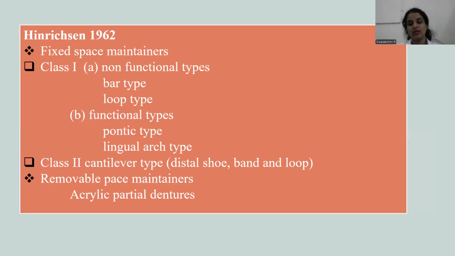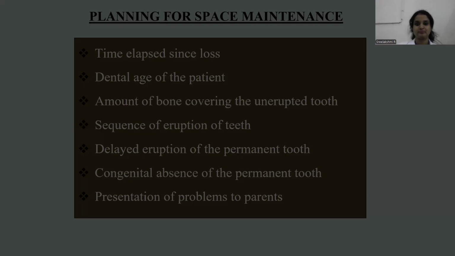Next is Hinrichsen in 1962. Fixed space maintainers, class 2 fixed space maintainers, and removable space maintainers. Fixed itself, he has classified into class 1 and class 2. Class 2 is the cantilever type, and class 1 is the non-functional and functional type. Non-functional is the bar type and loop type. Functional is the pontic and lingual arch type. Class 2, as I told, is the cantilever type. Removable space maintainer is acrylic partial dentures.